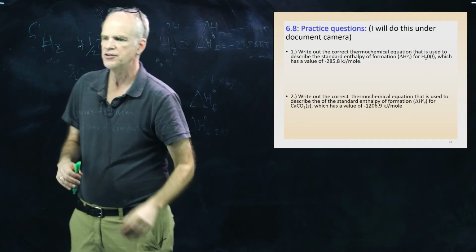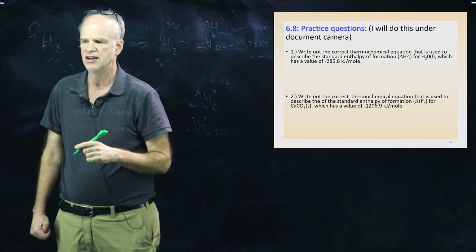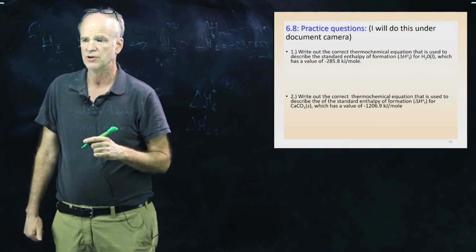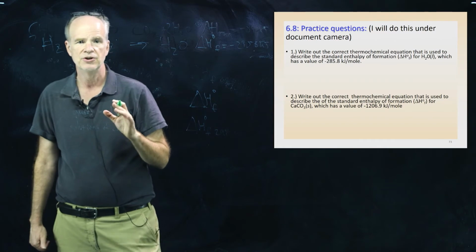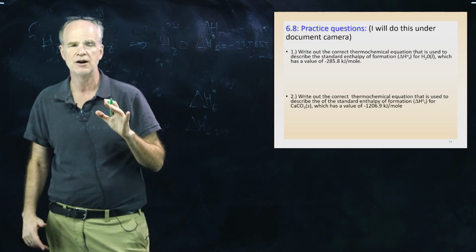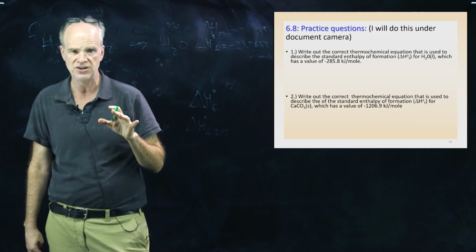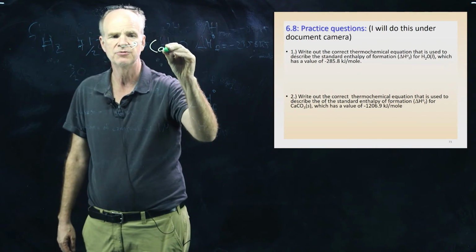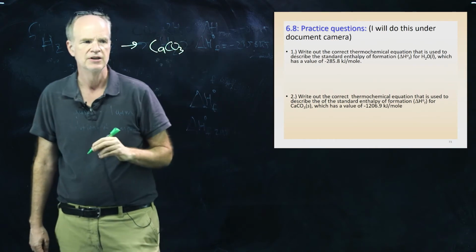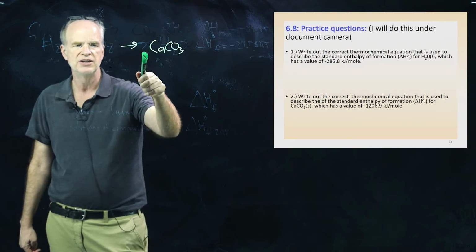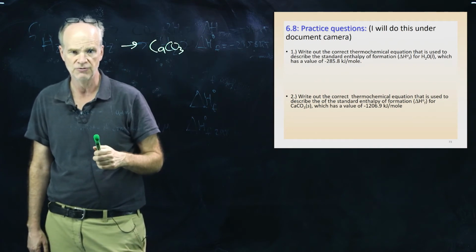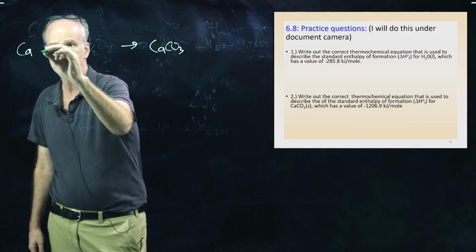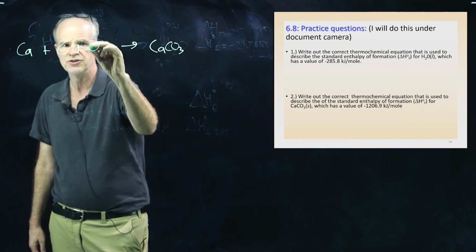Okay. So write out the correct thermochemical equation that is used to describe the standard enthalpy of formation for calcium carbonate, which has a value of negative 1,206.9 kilojoules per mole. Okay, so again, what we need to do is write up a balanced equation that describes the formation of 1 mole of this compound. So it's going to be calcium carbonate, CaCO3. Now, again, I can't really adjust the coefficient here because it's for the formation of 1 mole of this compound. So what I do is write out the constituent elements here, which are calcium and carbon and oxygen.